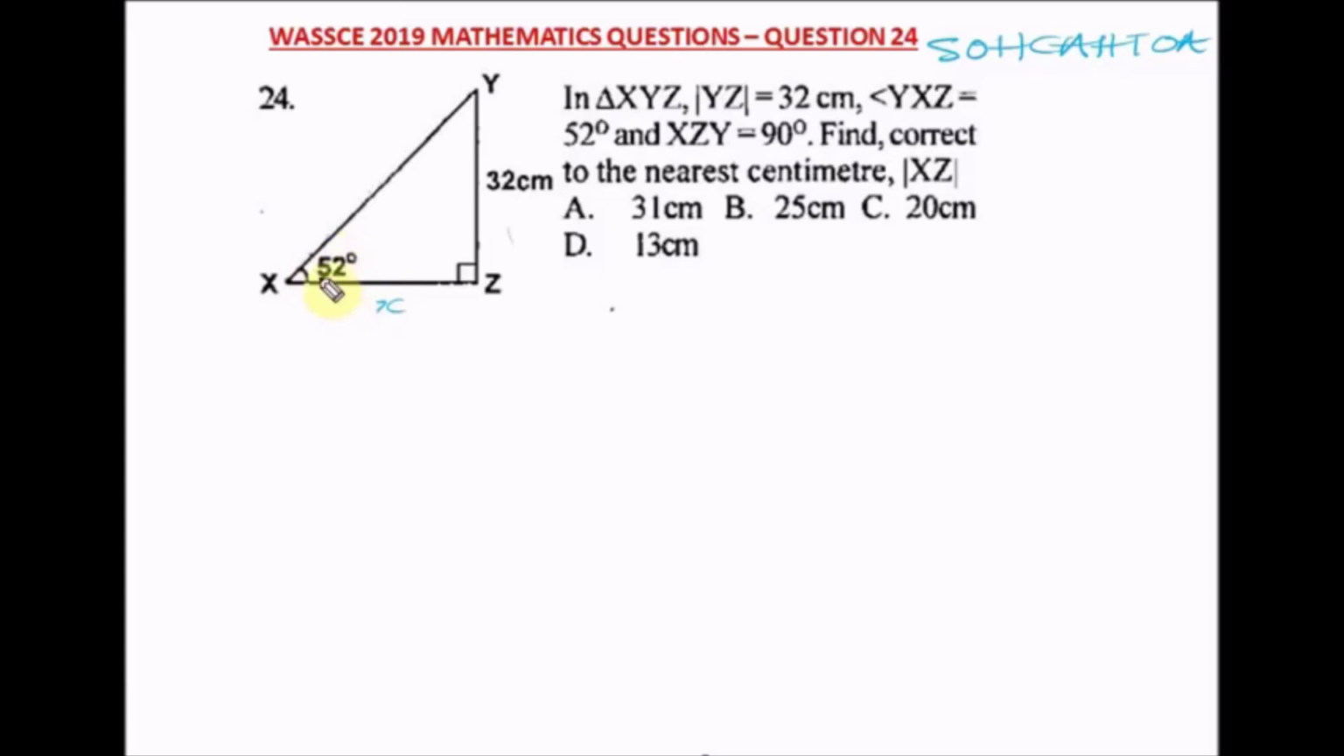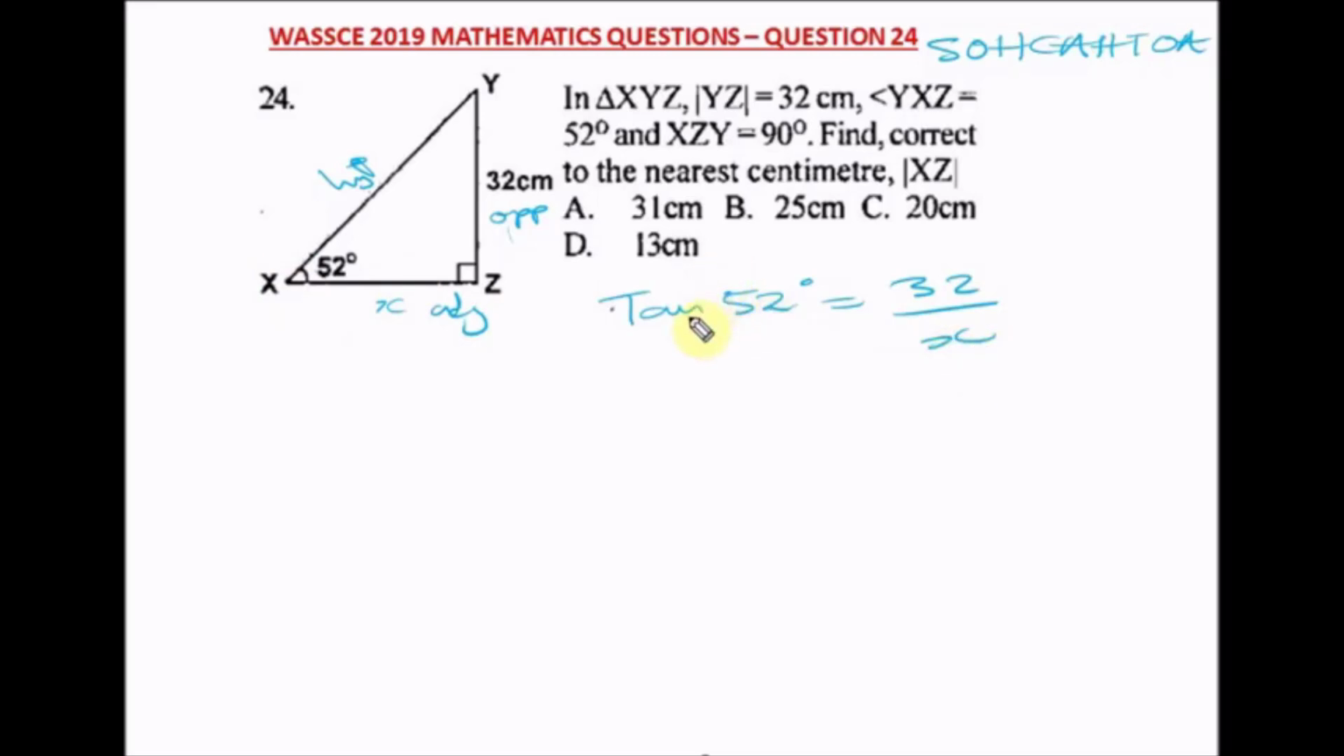Okay, so considering this angle here, this will be our opposite. Okay, this will be our adjacent, and this will be our hypotenuse. Is that not it? All right, so what do we do now? Considering our opposite and adjacent, which is our tan. So we have tan 52 degrees equal to our opposite, which is 32, divided by our unknown side, which is x. So from here we can find x.